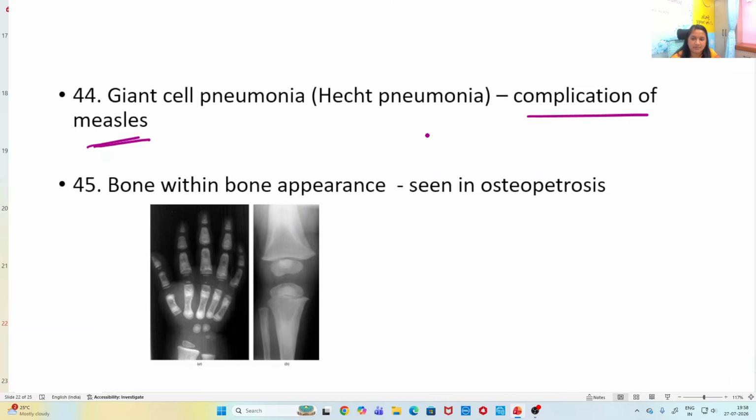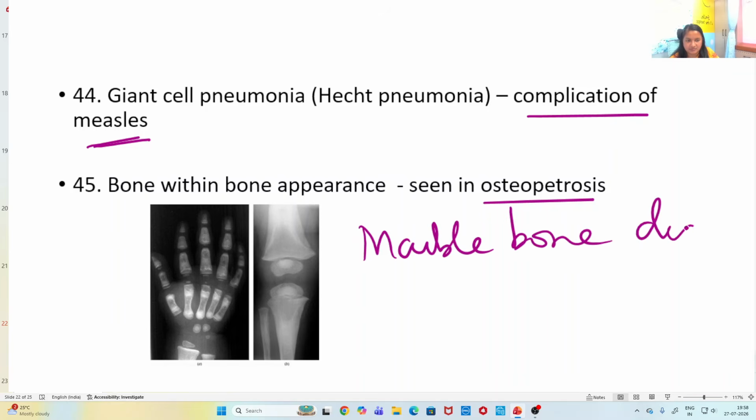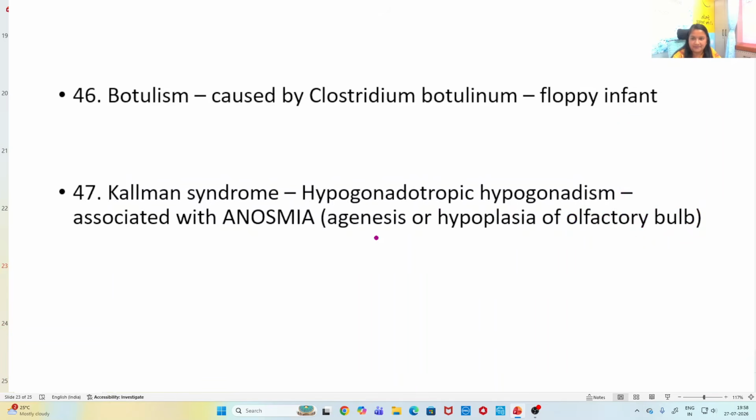seen in immunocompromised hosts. Bone within bone appearance is seen in osteopetrosis, like what you can see over here, and it's also called marble bone disease. Okay, marble bone disease, and this is bone within bone appearance. Botulism is caused by Clostridium botulinum. The botulinum toxin causes botulism, and this toxin causes the infant to be floppy.